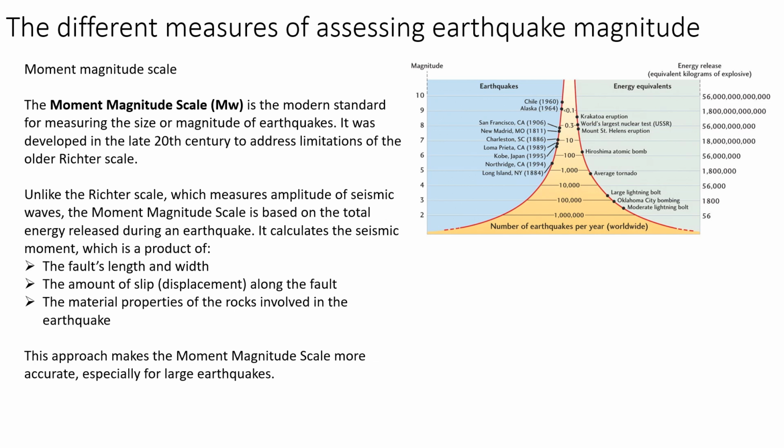There's another one called the moment magnitude scale. This is a more modern one, developed in the 20th century, and it's trying to address some of the problems with the Richter scale. This one is based on looking at the total energy released during an earthquake. It looks at the fault, the length and width of the fault, the amount of slip, the material of the rocks involved, so it's looking at a few more factors. But again, it rates those earthquakes on a scale.